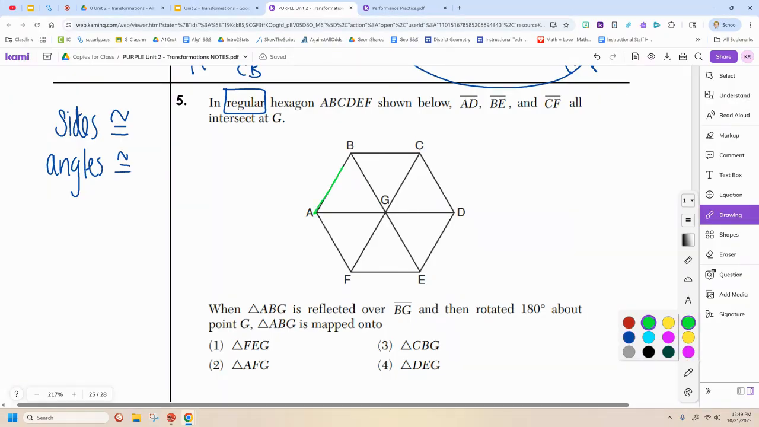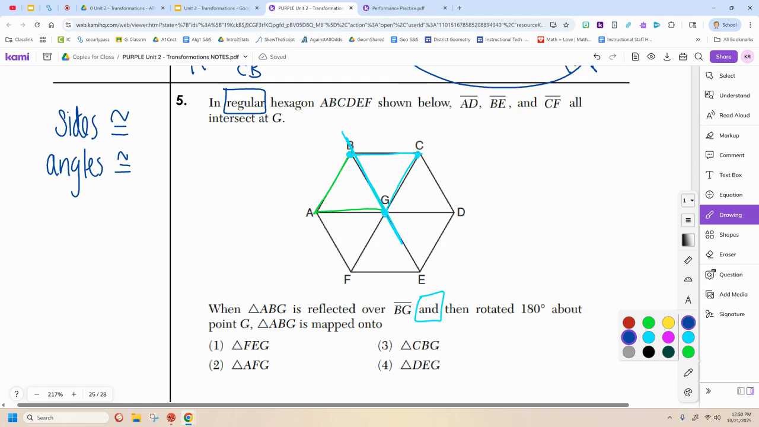When triangle ABG is reflected over BG, is B going to go anywhere? No. Is G going to go anywhere? No. Where's A going to go? To C. Okay. Do you have a different color highlighter to do that? I'd be happy to. I have lots of versions of yellow remaining. And then rotated 180 degrees about point G.